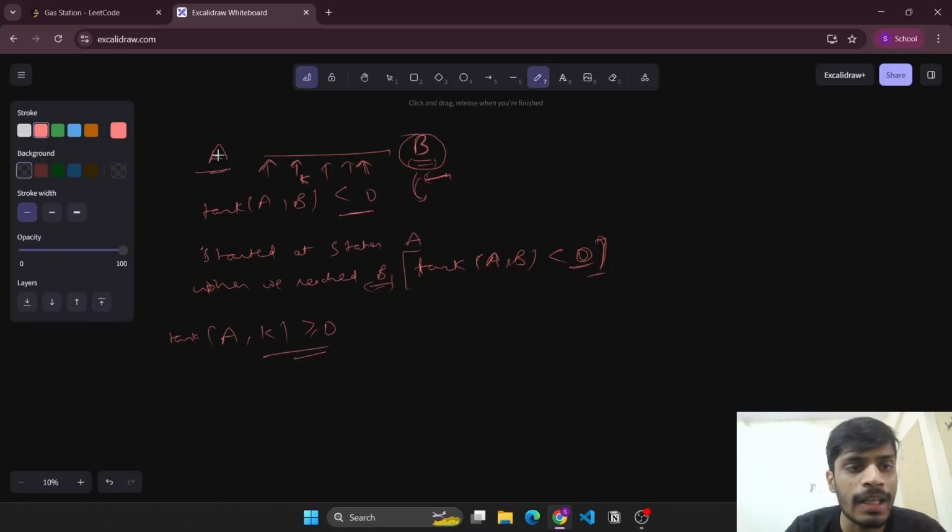This means that A cannot be the starting point, because if we started at A, then we got a point at which our tank's value became negative. So hence A cannot be the starting point.